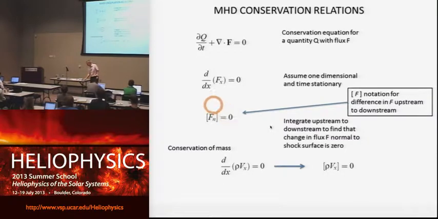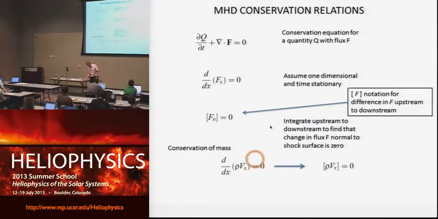And we just use these square brackets. It's just a shorthand notation, so we don't have to keep saying upstream minus downstream. We just say it's the quantity, put square brackets around it. That means that's the difference in that quantity from upstream to downstream. And so this is the general thing we're going to do. We're going to do it for mass, momentum, energy, and so on.